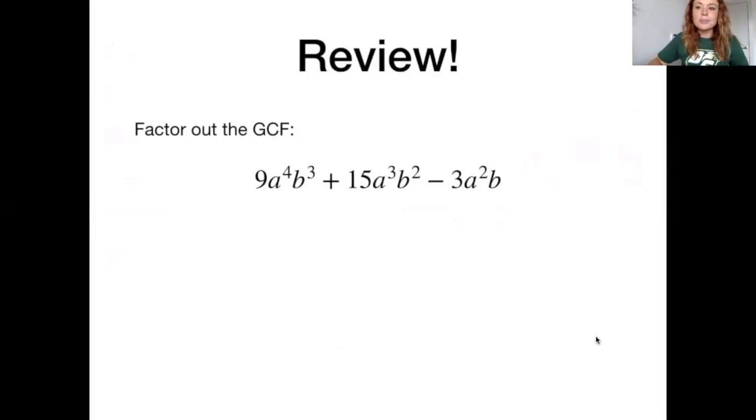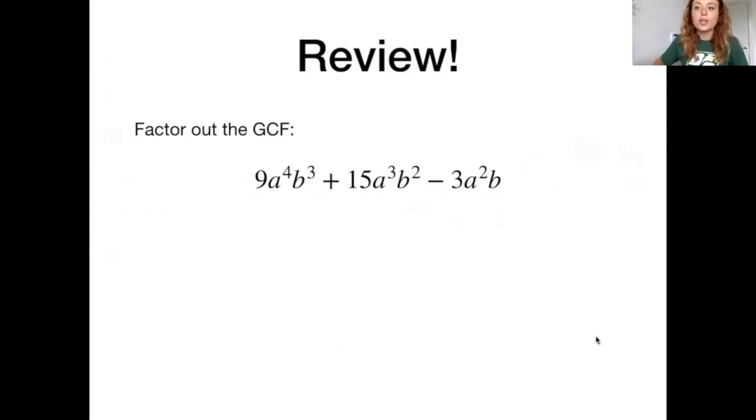So these terms have a greatest common factor. For those of you that don't remember what GCF means, it is greatest common factor. So we're gonna find that greatest common factor between each of the terms. And the terms are the pieces of an expression separated by addition or subtraction. So we're gonna find the GCF of all of those.